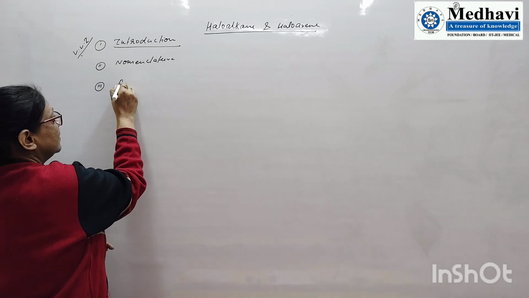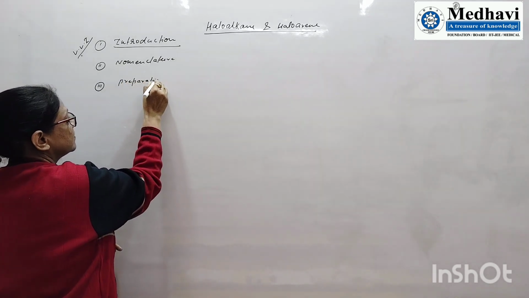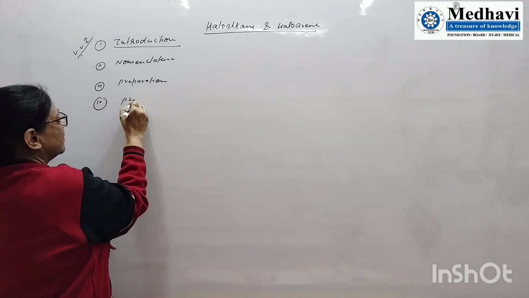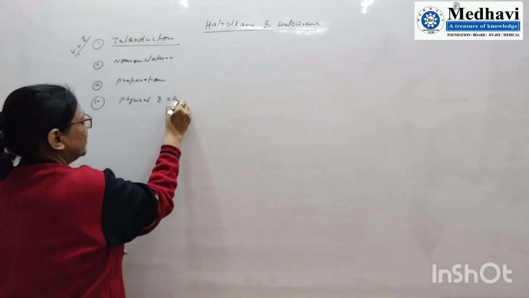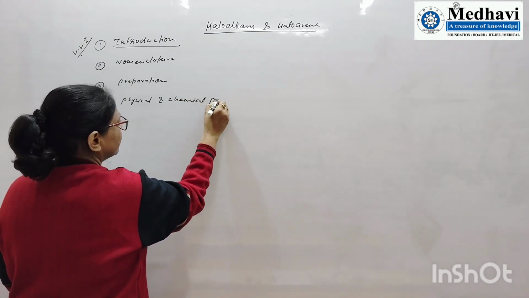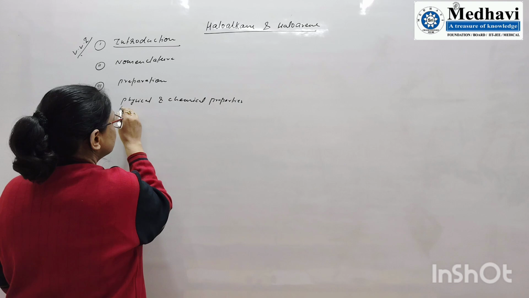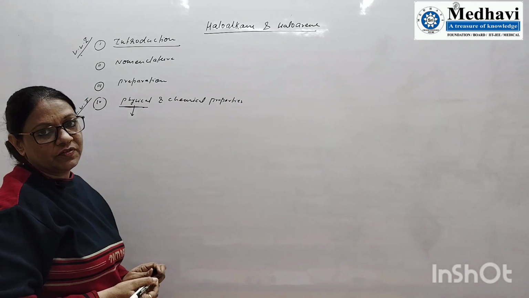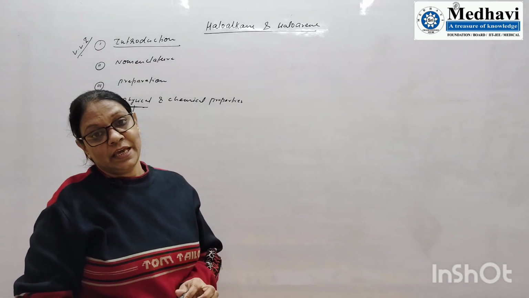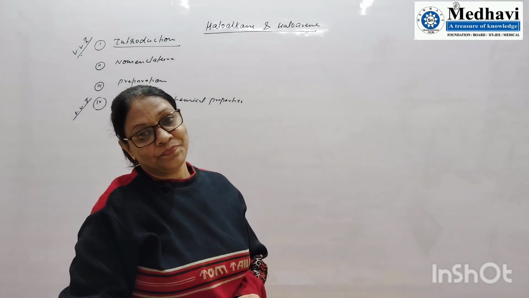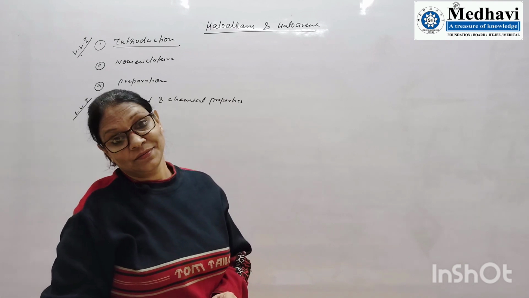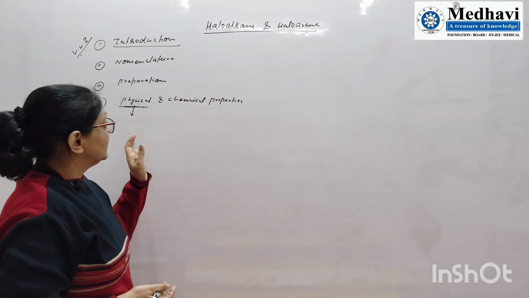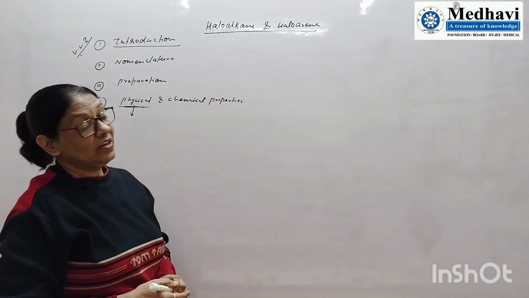Third part, its preparation. Fourth part, its physical and chemical properties. Very important. In the board exam, you will get a 4 marks question from the physical properties of organic compounds. Ethanol has a higher boiling point and higher melting point than ether. Why? A given compound is polar. Why? So this is the physical part. Chemical properties are also very important.